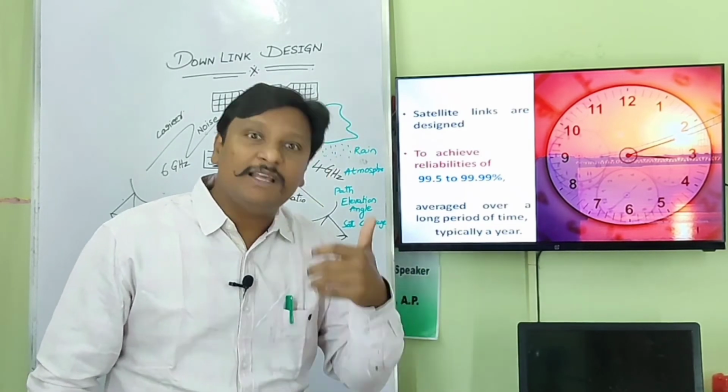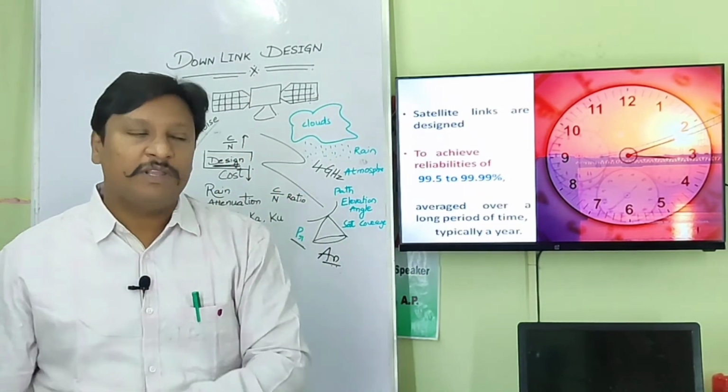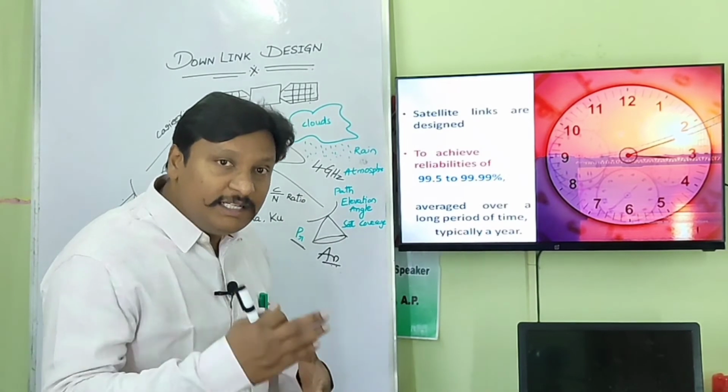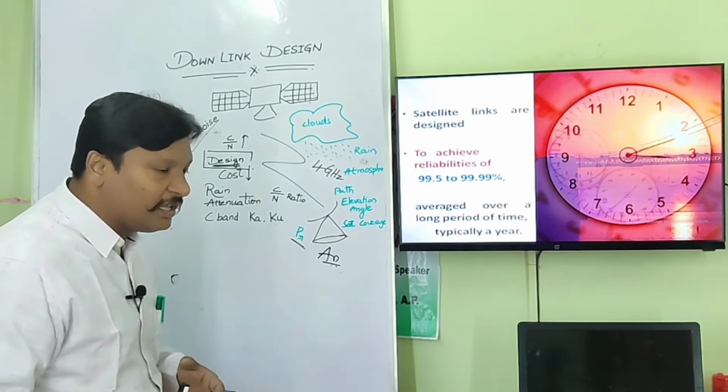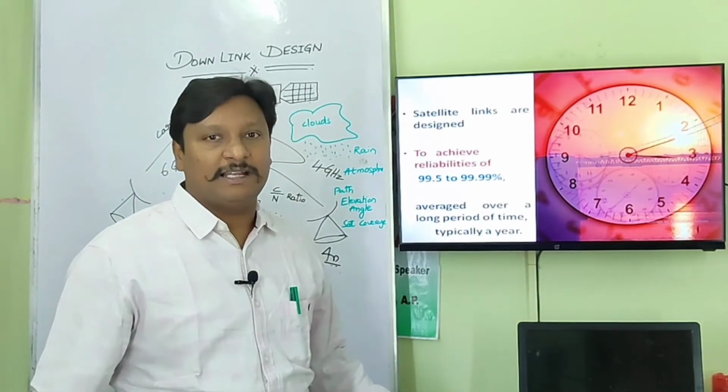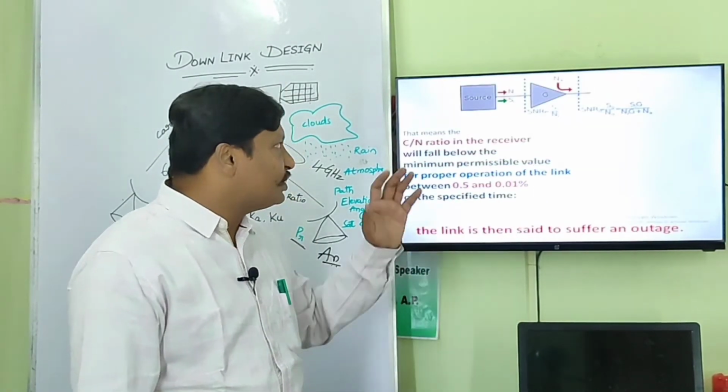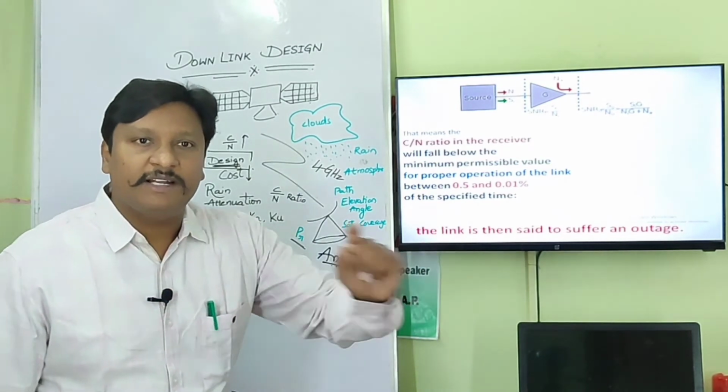Therefore, the reliability of that satellite system should also be very high, a maximum of 99.5 to 99.99% reliability should be there in designing the satellite, and they must satisfy the functioning of that satellite to a specified time.